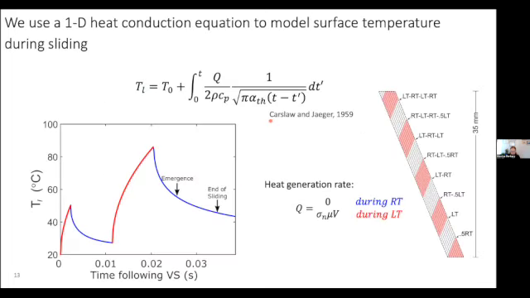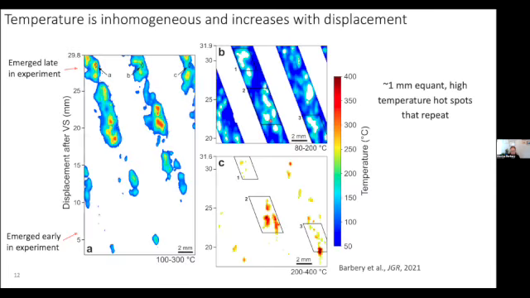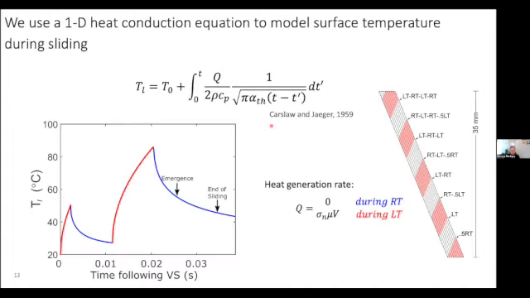So I have these temperatures. What I really want to do is use some thermal modeling to model temperatures and compare to our measured temperatures, because we have the idea that these inhomogeneous temperature distributions really reflect inhomogeneous stress at the millimeter scale across our sliding surface. So we used a relatively simple 1D heat conduction equation where we calculate our temperature as a function of our ambient temperature, 20 degrees C, a heat generation rate, Q, and then some thermal properties of the material.